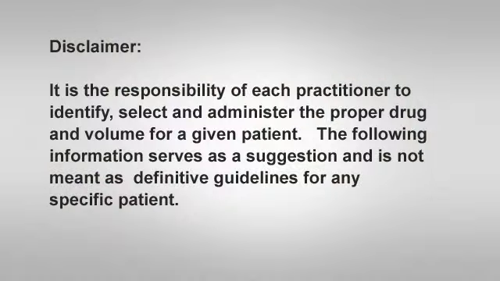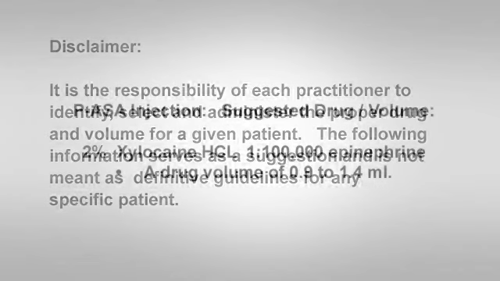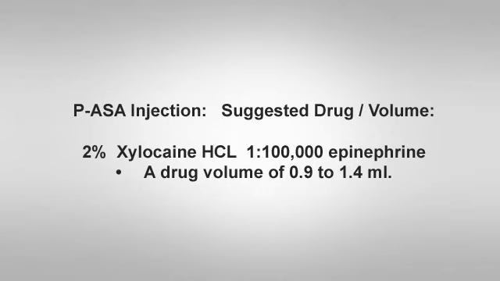It is the sole responsibility of each practitioner to identify, select, and administer the proper drug and volume for a given patient. The following information serves as a suggestion, not meant as definitive guidelines for any specific patient. The suggested drug and volume for the P-ASA injection is 2% xylocaine HCl, 1 part per 100,000 epinephrine.